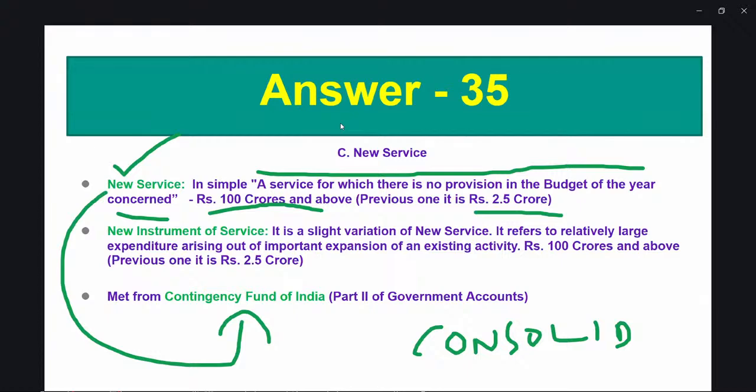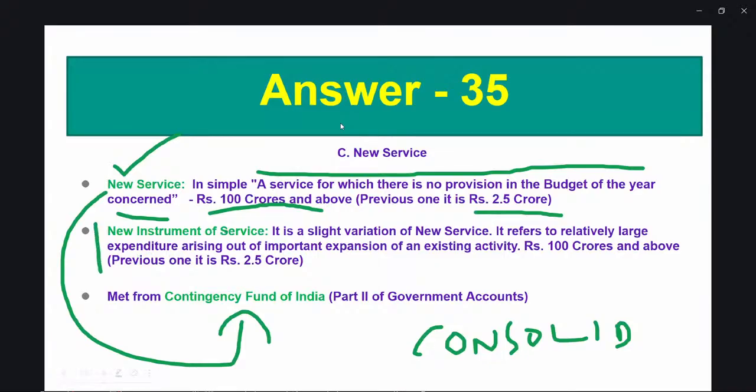So 40 times it was jumped. That means less than 100 crores, though it was not budget provided, we can reappropriate from others. It is not a new service. Only above 100 crores is the new service. And what is the new instrument of service?